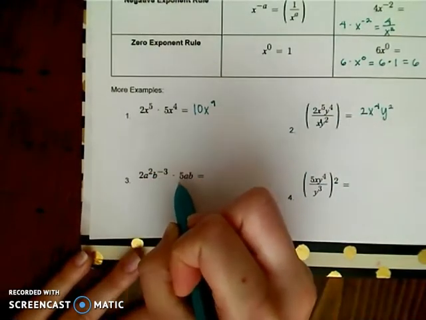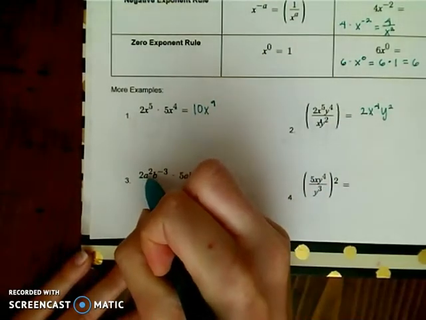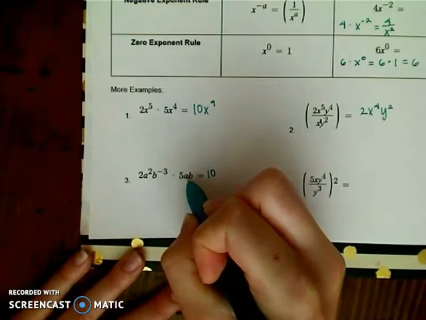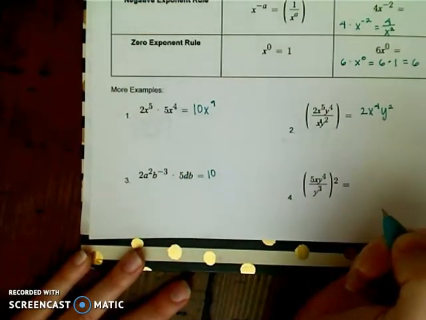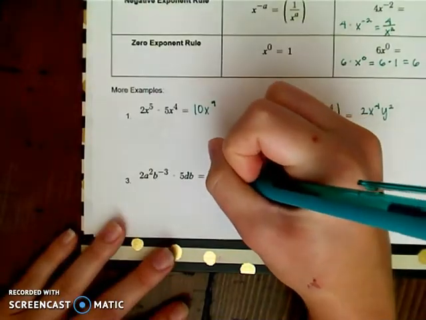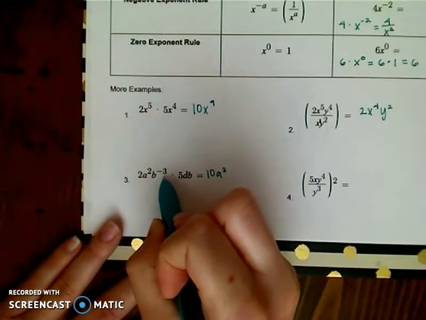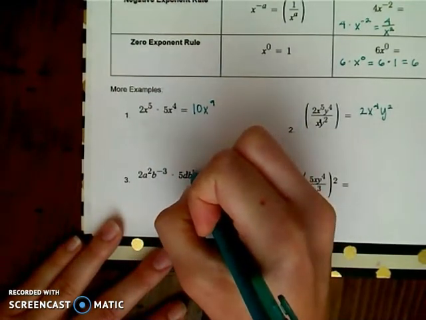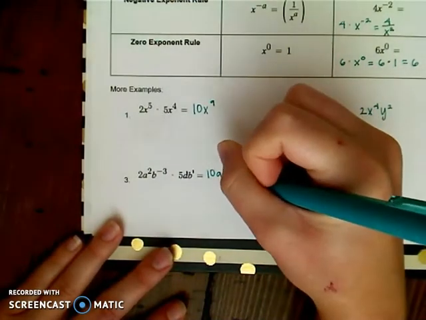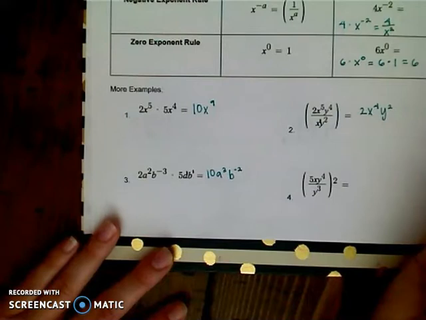So I have 2 times 5. It's going to give me 10. I have a squared times a to the understood exponent of 1. 2 plus 1 is 3. So I'm going to have a to the 3rd. And then I have b to the negative 3 times b to the understood 1. Negative 3 plus 1 is going to give me b to the negative 2 power.